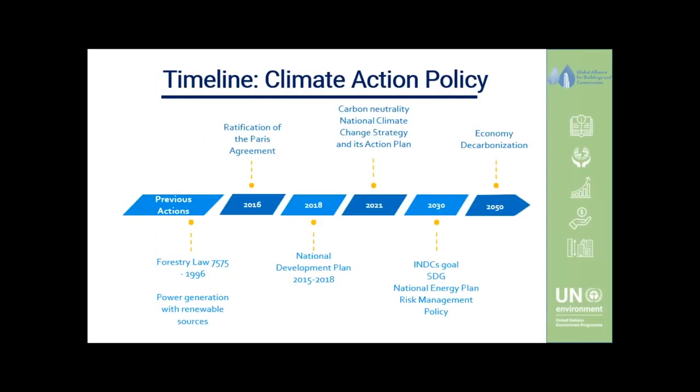We have a timeline of climate action policies. First of all, we have a forestry law, number 7575, that promotes power generation with renewable resources. Also, we have the Paris Agreement ratification in 2016. In 2018, we have a National Development Plan from 2015 to 2018. We expect to have our climate carbon neutrality by 2021, and also most of the actions of our national climate change strategy and its action plan for that year. Also, we have a national energy plan, a risk management policy plan for 2030, and NDC goals for also the SDGs. For 2050, we have an economy decarbonization.